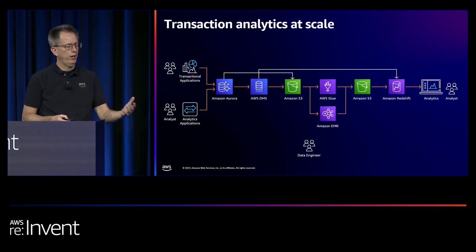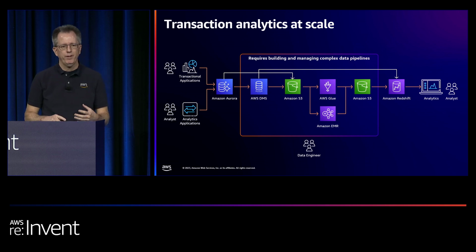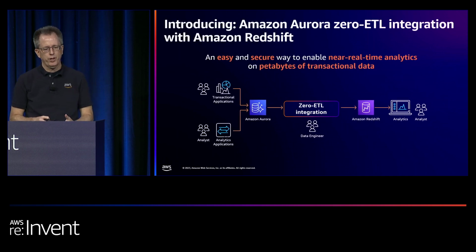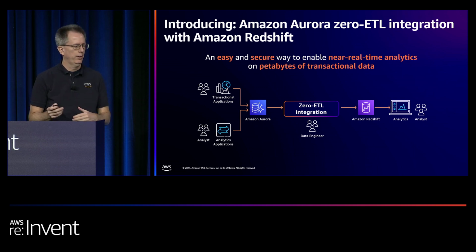Well, we have a lot of services that can help you do that. But guess what? That's a lot of stuff to set up, maintain, and run. And if the only thing you want to do, if you're not really doing a lot of transformations, you just want the data from one side to the other, that's more complexity than you want to deal with. So hence zero ETL. So we're trying to make something that's easy, secure, and near real time, right? So it's very quick. It's not batching. It's streaming changes over between Aurora and Redshift.